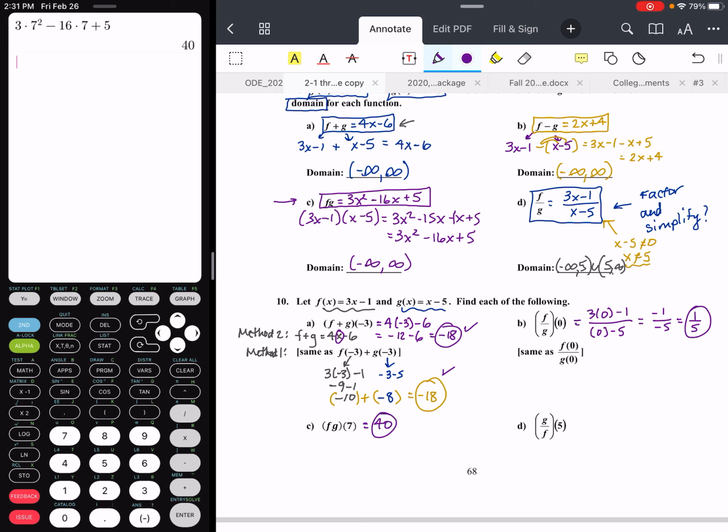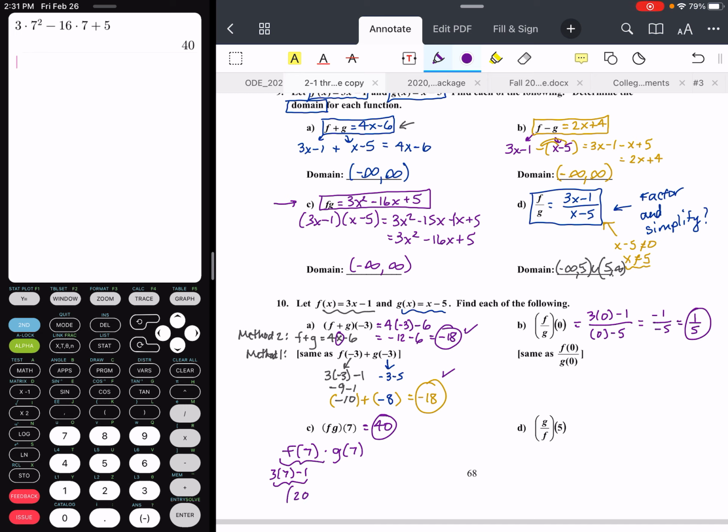Okay. Or if you evaluate these separately, this should also be equal to f of 7 times g of 7. F of 7 would be 3 times 7 minus 1. 21 minus 1 is 20. And then g of 7, 7 minus 5 gives you 2. And again, 20 times 2 gives you 40. So either way would be fine.